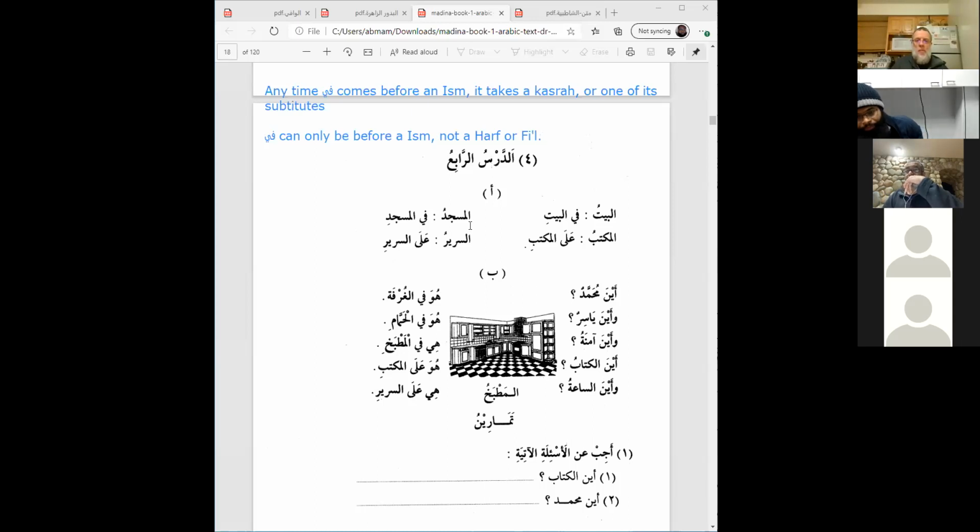Al-masjidu fil masjidi. Same. Al-maktabu ala al-maktabi. Ala al-maktabi is the same as fi, because it does the same work. Same result. What's the result? Kasra at the end of the word. So if the fi did it and the ala did it, they must do the same work. As-sariru ala as-sariri. There it goes again, doing the same work.